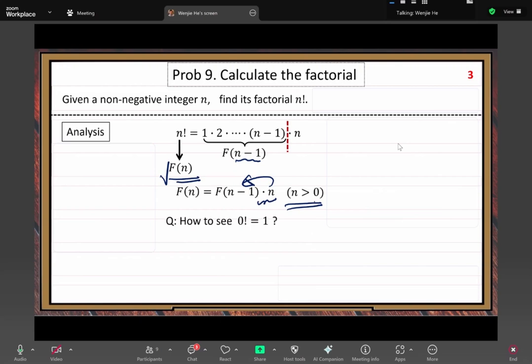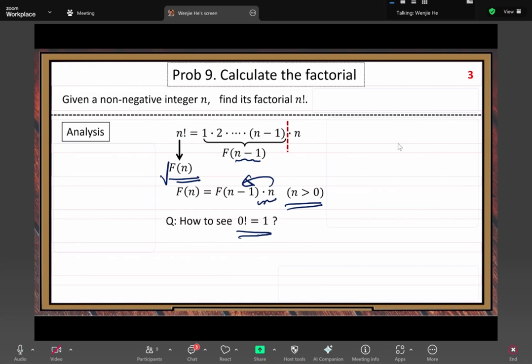Now, let me answer the previous question: why is our assumption that 0 factorial equals 1 a reasonable assumption? It's not some random, arbitrary assumption. We cannot make arbitrary assumptions. Can you assume 0 factorial equals 100? We cannot. That's why we have to make a reasonable assumption. Here I try to justify this special assumption.